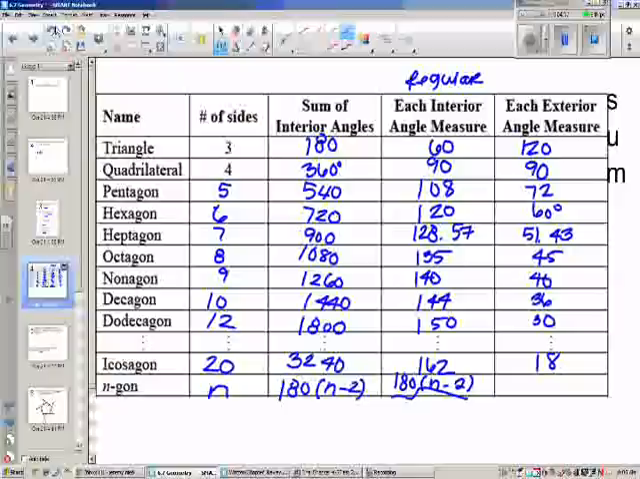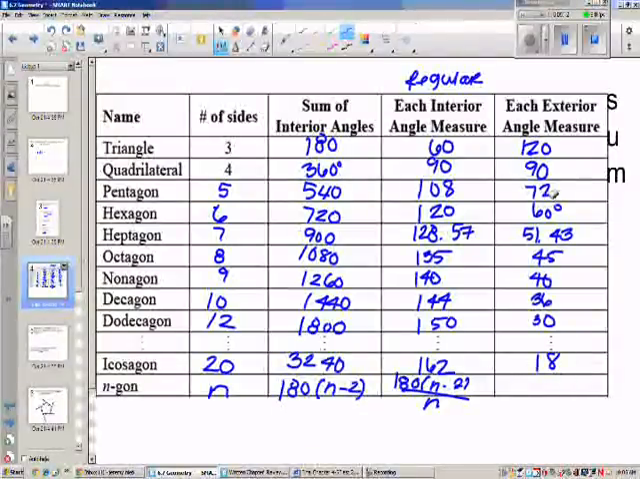We divide it by the number of angles or sides we have. So 180 times n minus 2 divided by the number of sides. That will give us our angles.